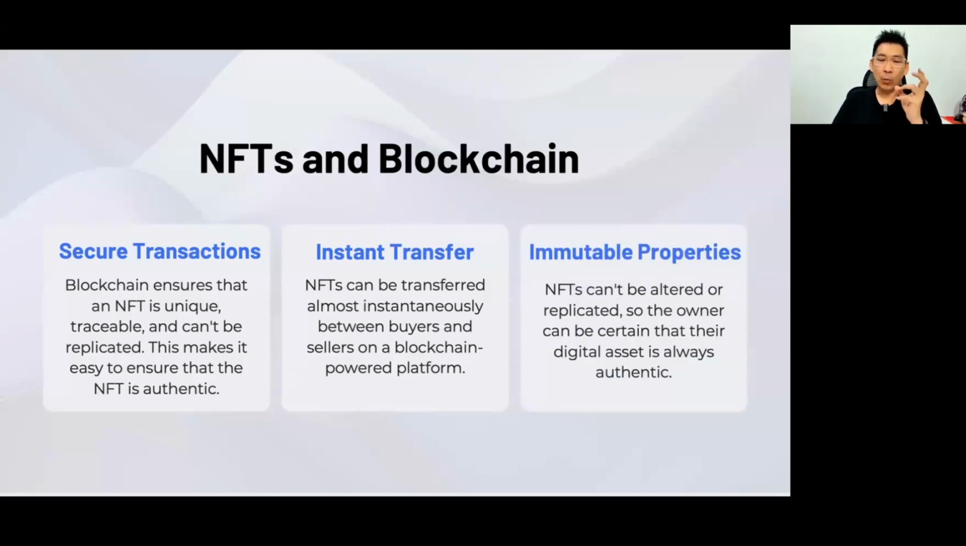And the third reason why NFTs and blockchain are related is the immutable properties. NFTs cannot be altered or replicated, so the owner can be certain that their digital asset is always authentic. Unlike other things that can be edited, modified, right? This cannot be modified. If I send you the NFT, once I've transferred it to you, there's no way I can edit it. I cannot change anything anymore. So what do I mean by that?